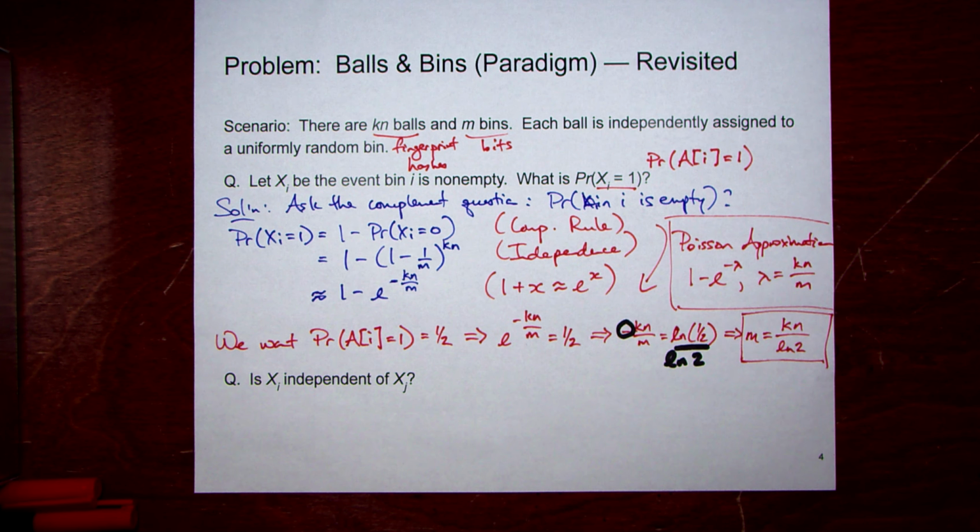Next question, is xi independent of xj? Just to remind you what xi and xj are, xi is the event that bin i is non-empty, it has a ball in it, versus xj, which is another bin, bin j, has a ball in it. Are these two things independent?